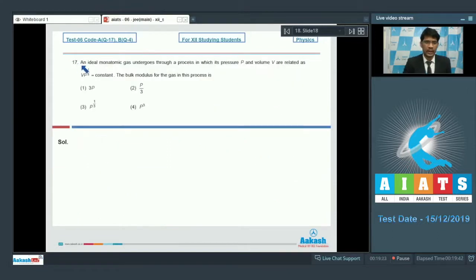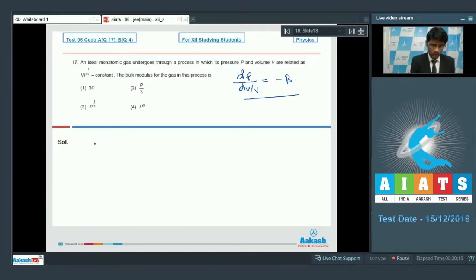In question number 17, an ideal monatomic gas undergoes a process in which its pressure P and volume V are related as V P to the power 1 by 3 is equal to constant. The bulk modulus for the gas in this process is. What we know, the bulk modulus has been defined as minus dP divided by dV by V, which must be equal to minus of P. Fine. So we will try to evaluate this particular function from this equation.